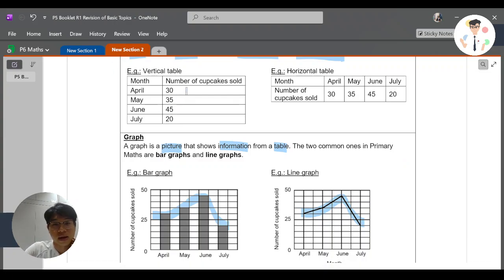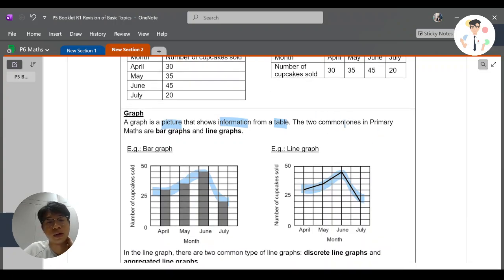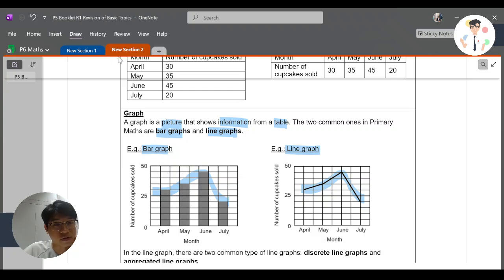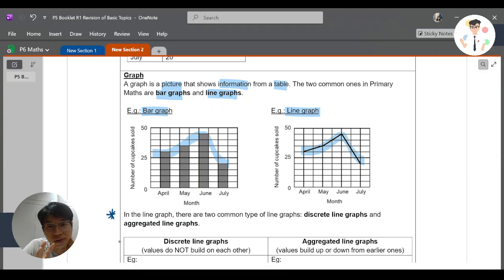Okay. And when it comes to graphs, the two common graphs that we can see here are the bar graph and the line graph. So this is the bar graph and this is the line graph. Each has its own uniqueness, but one special thing about the line graph, as you can see here, right? This is not really mentioned clearly in the textbook, but I just want to differentiate it so you will not be deceived by this.